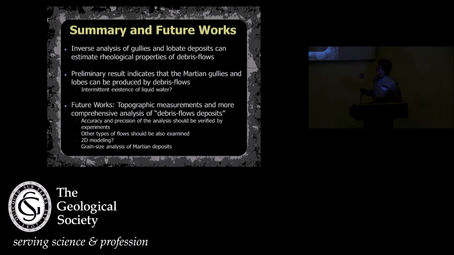So this is the summary and future work. Inverse analysis of gullies and lobate deposits can estimate rheological properties of debris flows. And the preliminary result indicates that the Martian gullies and lobes can maybe be produced by debris flows, water-saturated debris flows, the intermittent existence of liquid water. But future work is necessary.